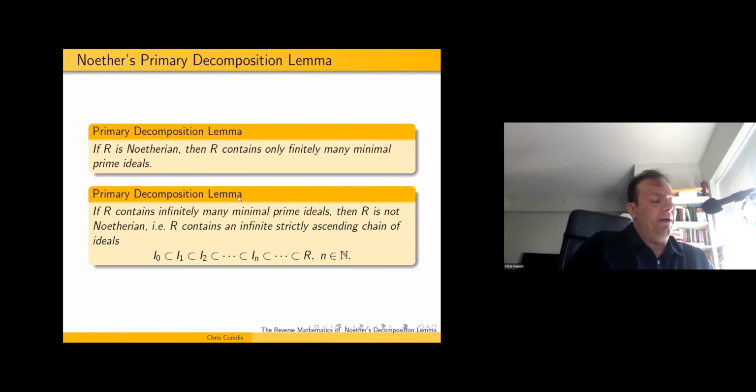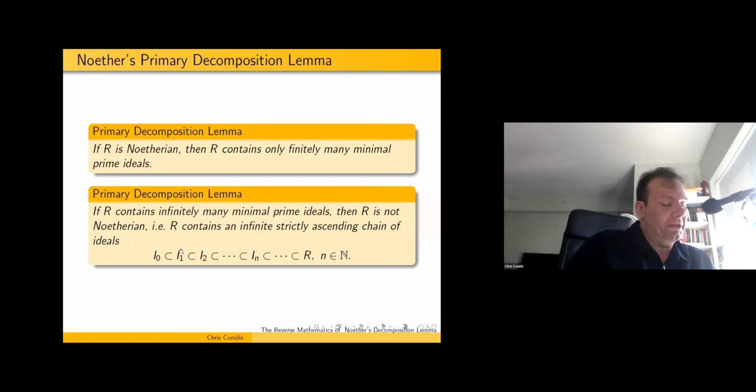So the primary decomposition lemma, for me in the context of reverse mathematics, says that if R contains infinitely many minimal prime ideals, then R is not a Noetherian ring. And if you're not Noetherian, then you have a strictly ascending chain of ideals in your ring. When I mention the primary decomposition lemma, this is the way that I'm going to think about it. It turns out that even if you think about it this way, there is a fairly straightforward proof of this thing.